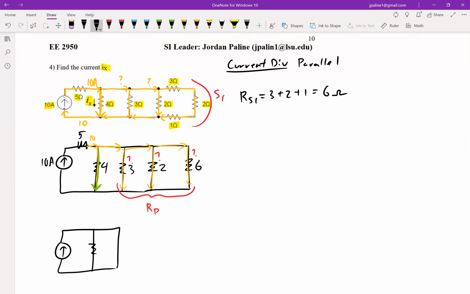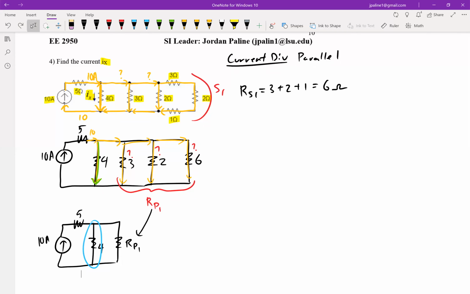And I'm going to call this one R parallel 1. All right, and then we also have 5 up here. We have 10 amps right there. So all we did was we took that R parallel, we're going to break it up, and now we have our parallel branches. But we need to find R parallel first. So how do we do that? Well, we can do a couple things. Good Lord, what is happening?